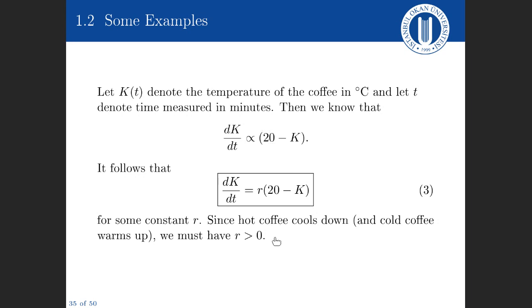So we expect to have the differential equation dk/dt is equal to some number r multiplied by 20 minus k. Is r a positive number or is r a negative number? Hot coffee cools down, and if instead we made some very cold coffee, some iced coffee, we'd expect that to warm up. So we would need to have r as a positive constant.